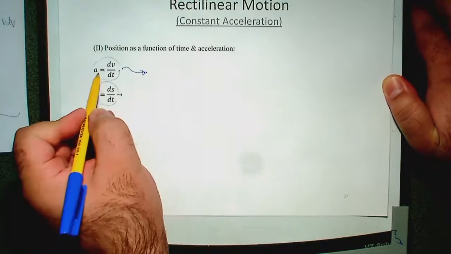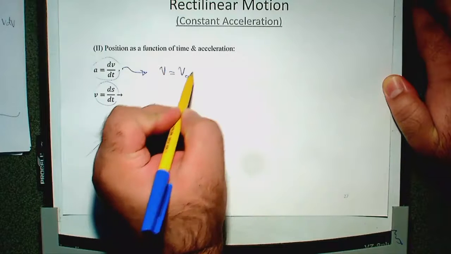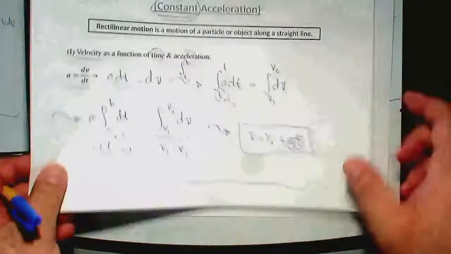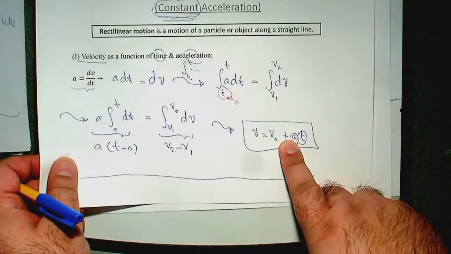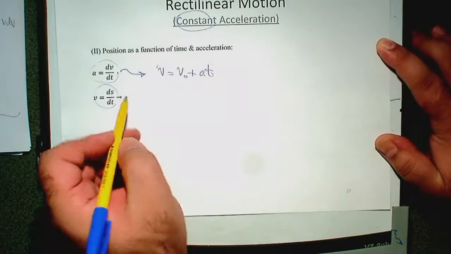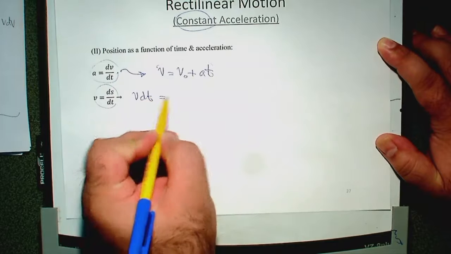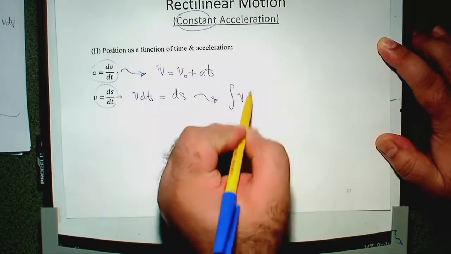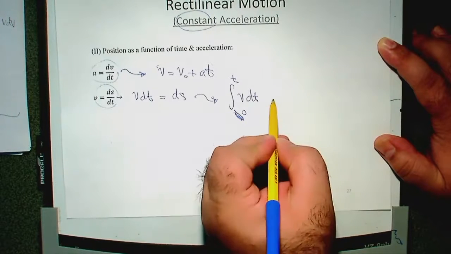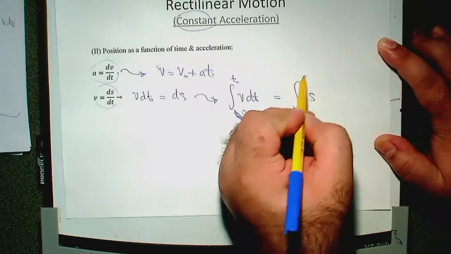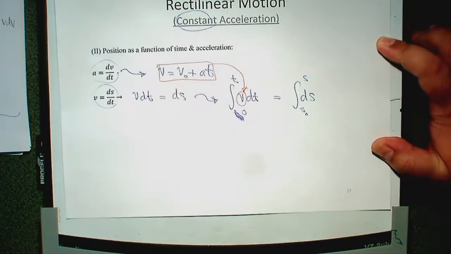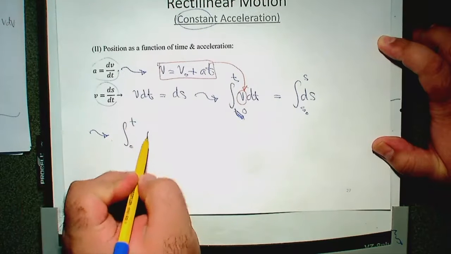From the previous slide, using this one, we developed v equals v naught plus a t. Yes? This is what we derived here. And because I'm still looking at constant acceleration, I am allowed to use it. Now if I rearrange this one, v dt equals ds, and take the integration of v dt, initial time 0, now I want to replace this velocity here, which I worked out in the previous step. Then the first integration would be v naught plus a t.